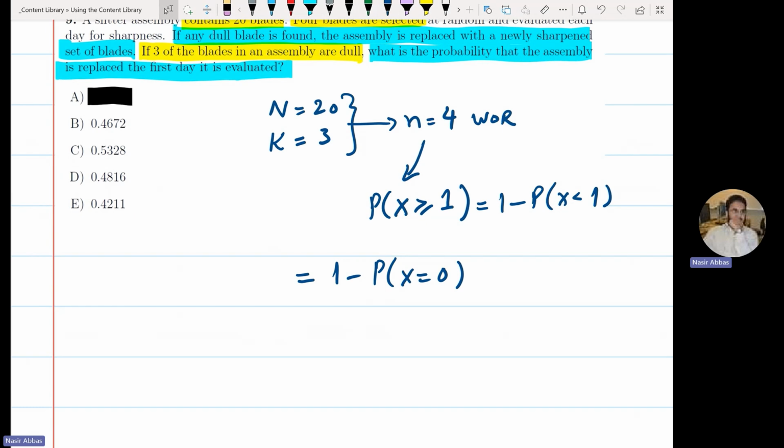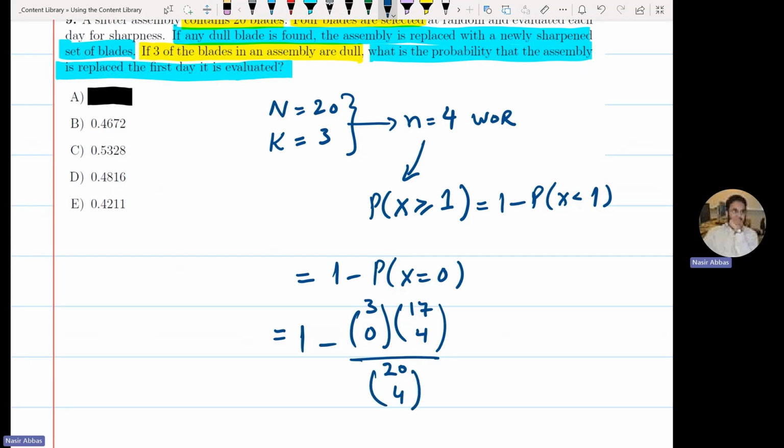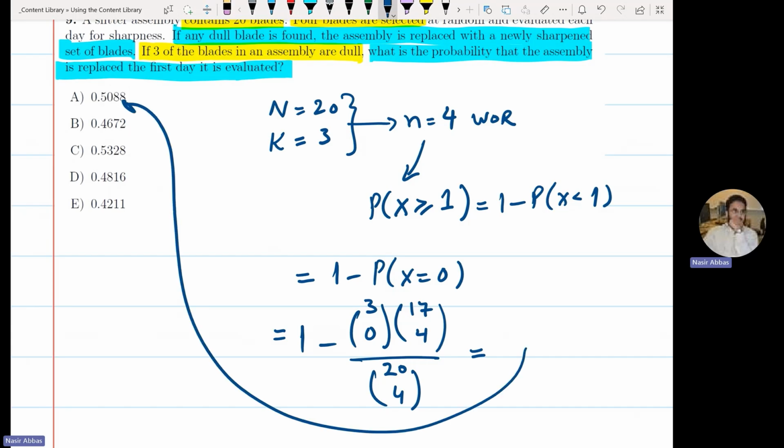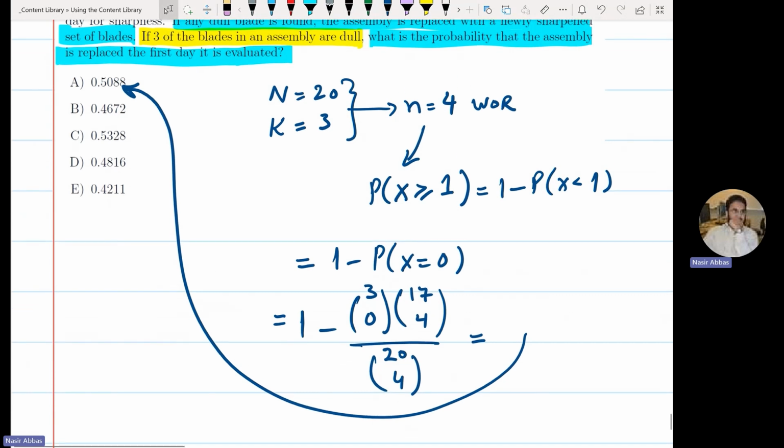Now just plug in the values in your hypergeometric PMF, which is K combination x multiplied by N minus K combination small n minus x, 4 minus 0, which is 4, over uppercase N combination lowercase n. So this should correspond to 0.5088. You can do the calculation and you will see it will correspond to 0.5088.